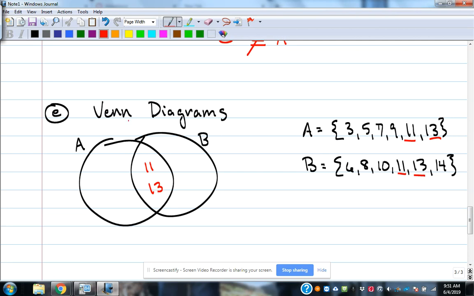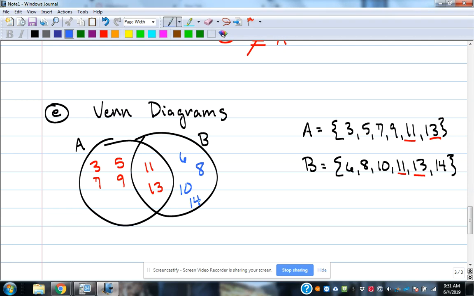And then over here in this part of the bubble are going to be the rest of the elements in A. So the rest of the elements in A are 3, 5, 7, 9, and that's it. 11 and 13 are also covered there. And then in this part of the bubble over here are going to be the other elements that are in B. So that'd be 6, 8, 10, and 14. We have those numbers listed there.